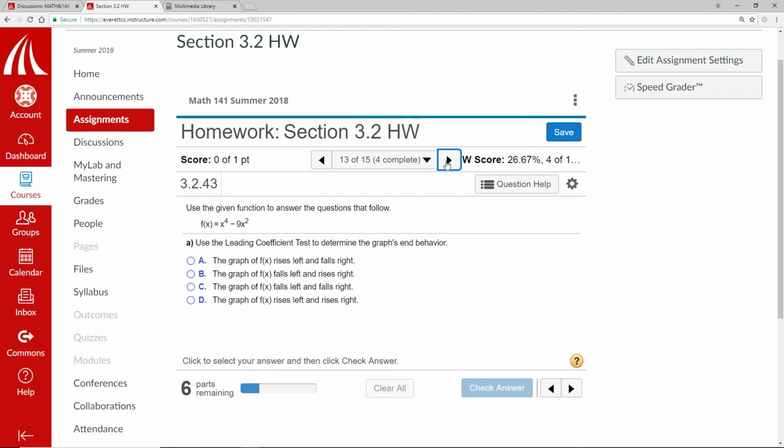Intermediate value theorem again. Use the given function to answer the questions below. Well, you can simply just graph it. Use the leading coefficient test to determine the graph's end behavior. Well, as you can see, it's an even positive number. So we know it rises to the left and rises to the right. It doesn't rise and fall, it just rises and rises.